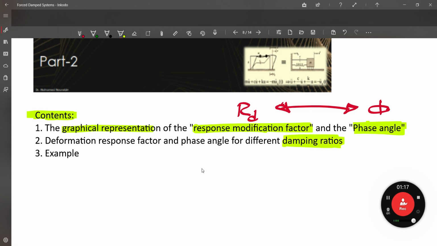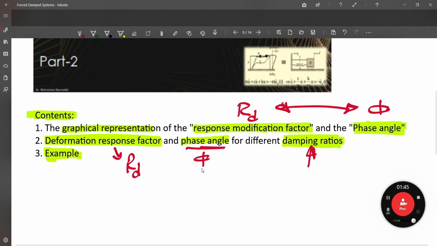So we're going to talk about the deformation response factor, which sometimes we call the deformation response factor or response modification factor. They are the same. And the phase angle for different damping ratios. So here we are going to highlight the importance of damping ratios on the phase angle and the response modification factor. And at the end, I'm going to give an example that is going to illustrate what we have discussed about the damped forced system.